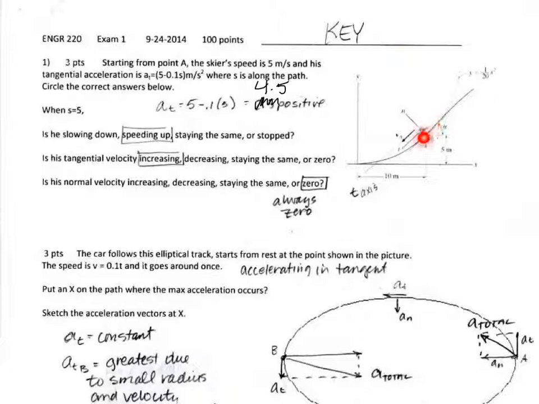If it's positive, then it's going in that direction. Well, if he's got a positive acceleration, that means he's speeding up, which means his tangential velocity is increasing. His normal velocity is always 0, never anything different from 0. You'll never have anything other than a 0 normal velocity.